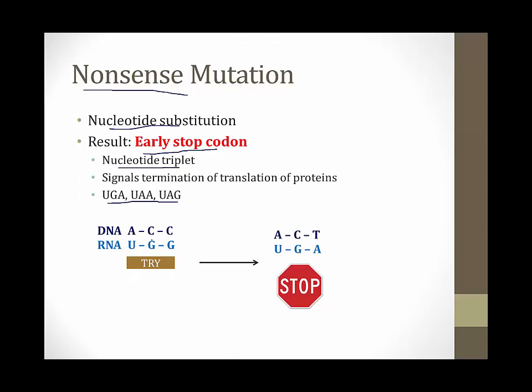So for example, imagine that our DNA was ACC and that coded for a piece of mRNA that was UGG. This would code for the amino acid tryptophan. If that last position, the C, were switched to a T, this would now code for UGA, which is a stop codon, and as a result we would get a truncated protein because of this mutation.